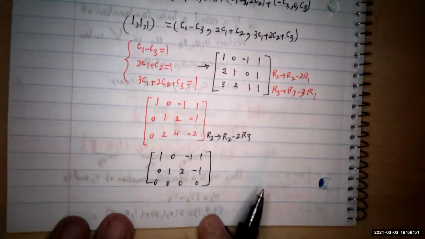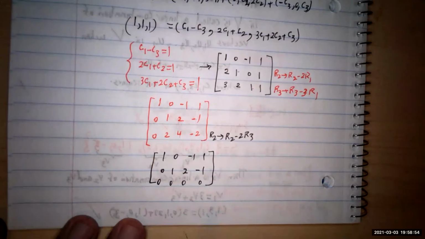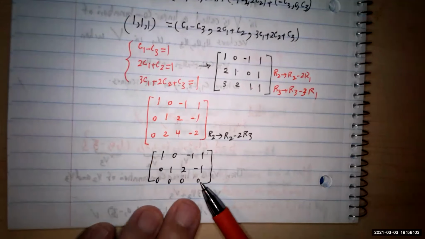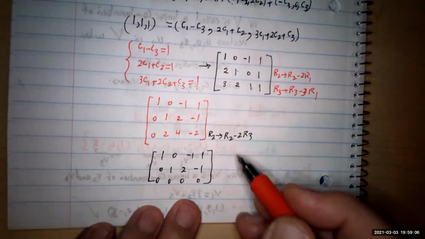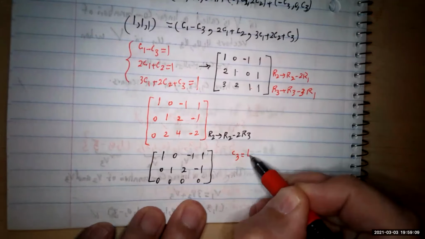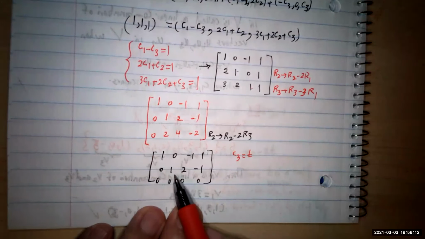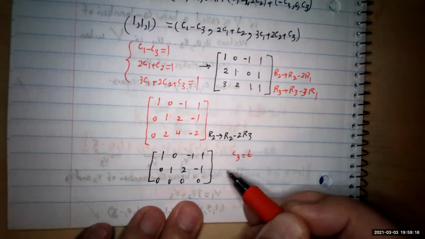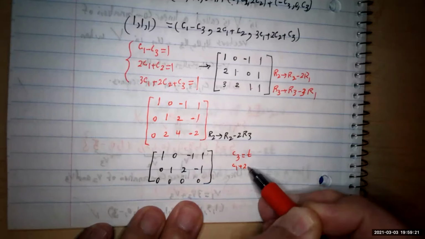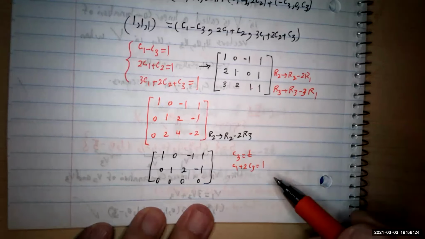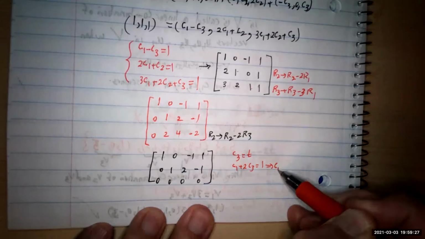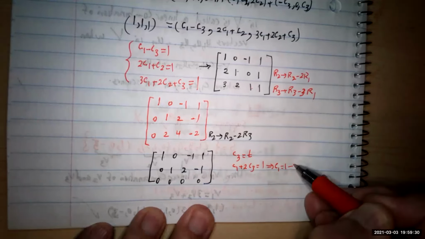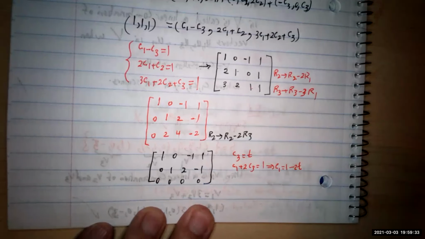So the system would have infinitely many solutions. So for the last one, you pick the C3 to be free, equal to T. So from here, this is the T2, okay? So that gives you C2 plus 2C3 equal to -1. Okay, so that gives you the C2, which is 1 minus 2T because of the C3 here.